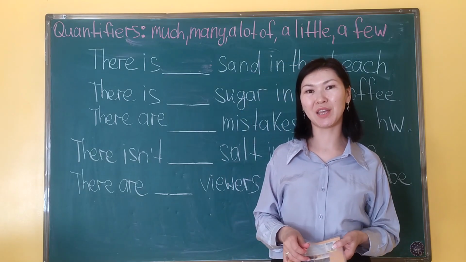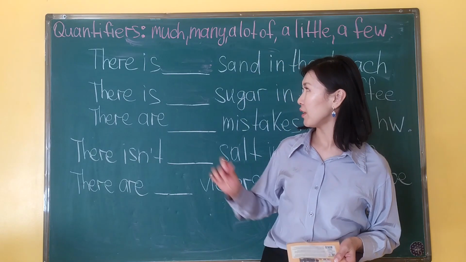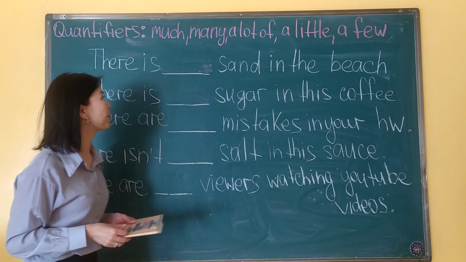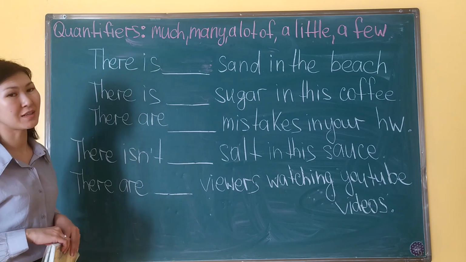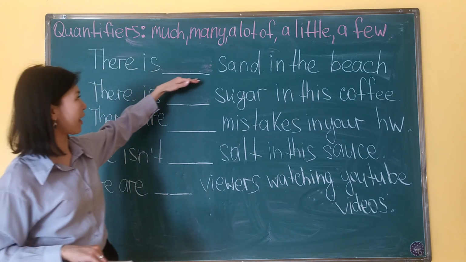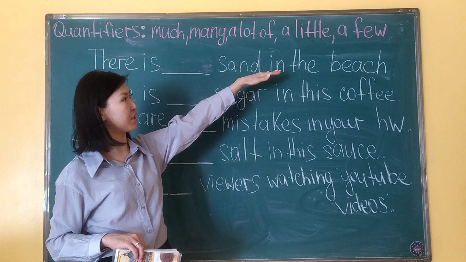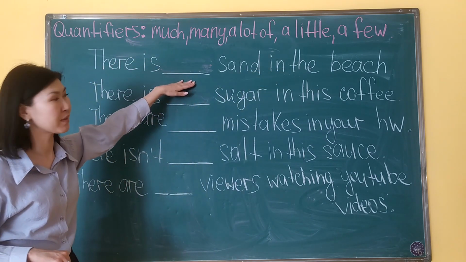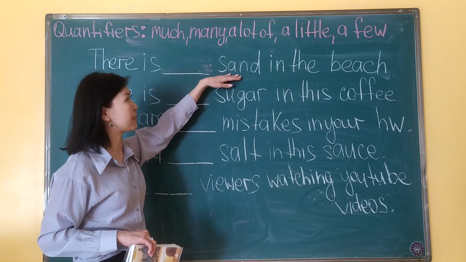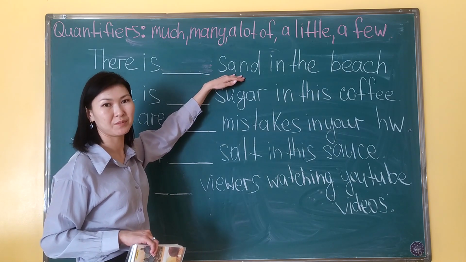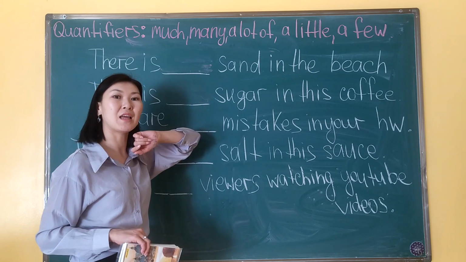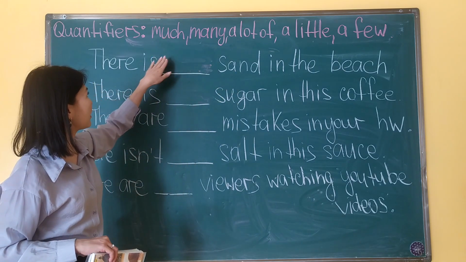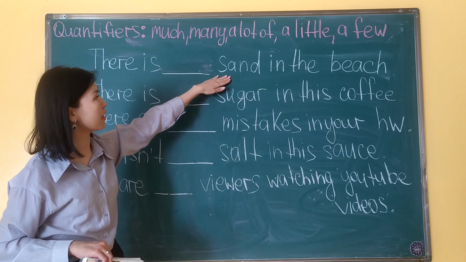Practice time. I want to help you fill in the blanks with quantifiers. Let's get started. The first sentence. There is blank sand in the beach. So, which quantifiers are we going to use there? Sand. Is this countable or uncountable? Sand is uncountable, right? So we can say there is much sand.